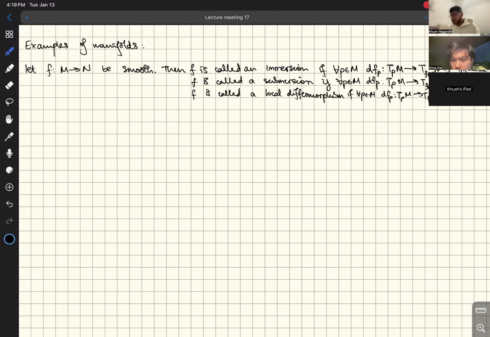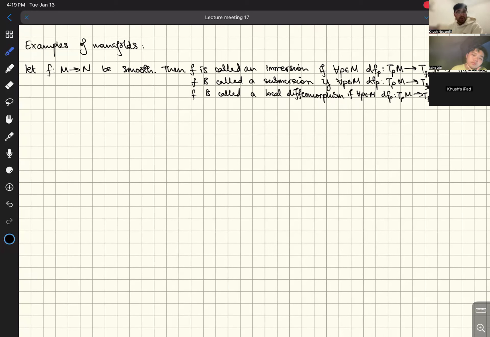Yeah, that's just one thing to keep in mind. Immersions and submersions may not be injective or surjective necessarily. It's the same thing, right? Just because the derivative is injective doesn't mean that the original function is also injective. So there's that.